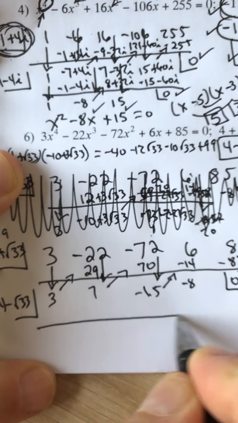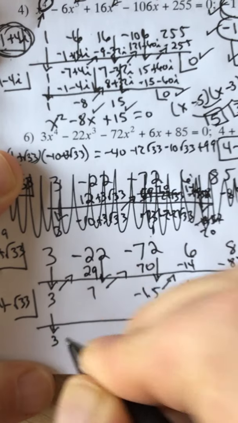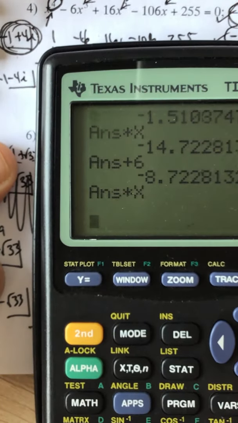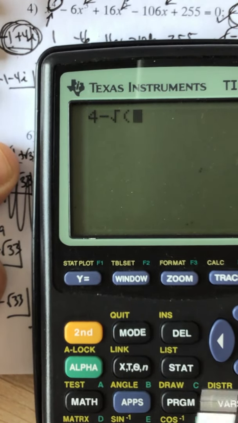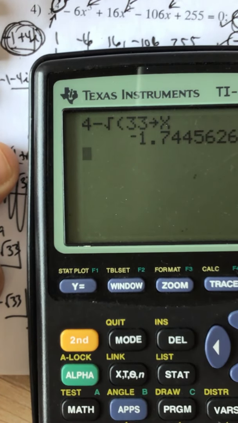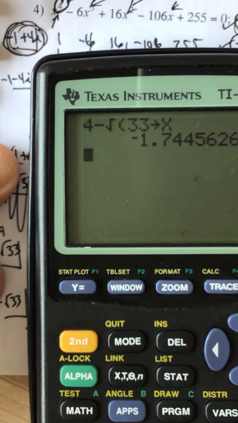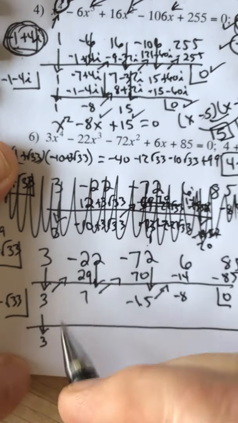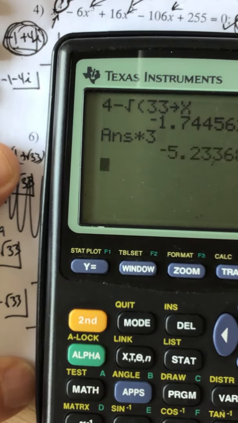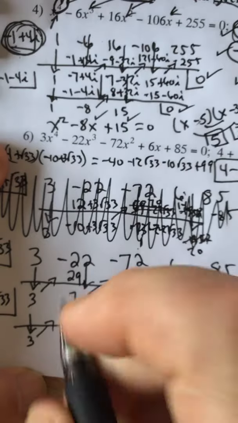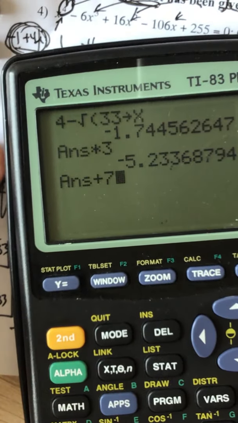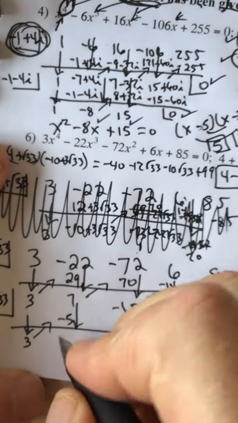Okay, so I'm going to do the same strategy. I'll start out with the 3. I'm going to put 4 minus root 33 into X this time on my calculator. So I got 4 minus the square root of 33. I'm going to store that in X. So it's about negative 1.7. Okay, first I need to multiply it times 3. So I'll take that answer times 3, it's about negative 5. I'm going to add 7. Okay, so add 7 to that is about 1.7.